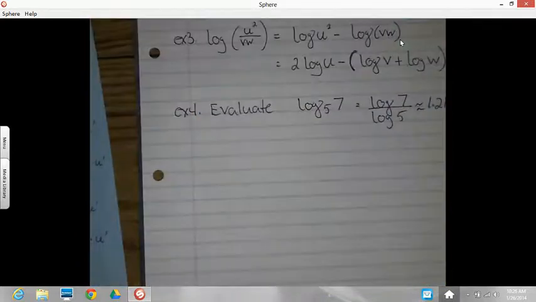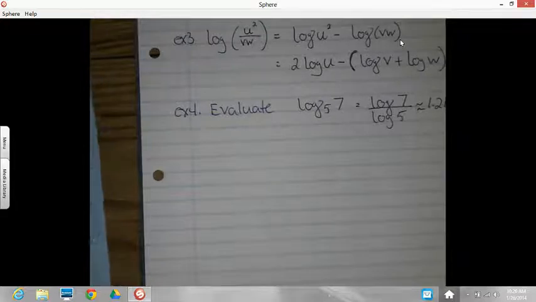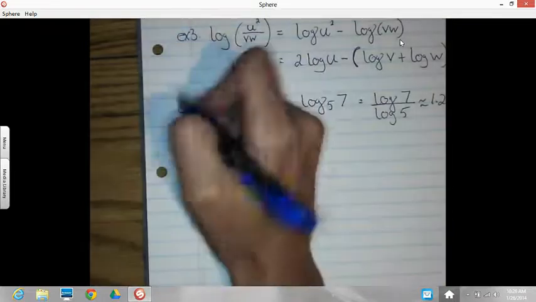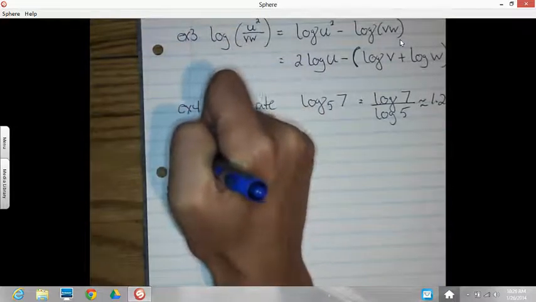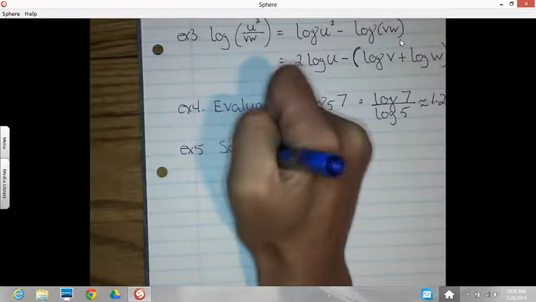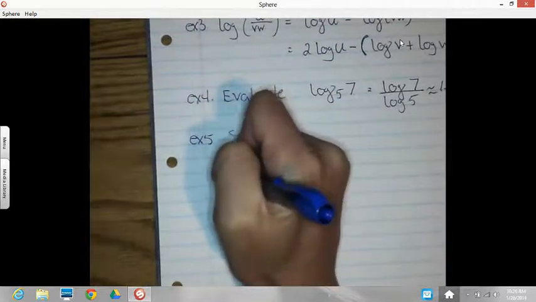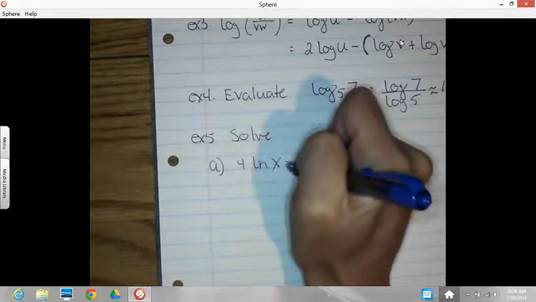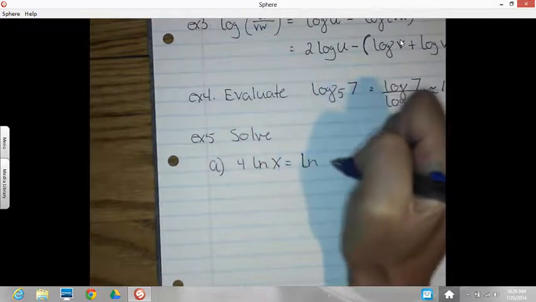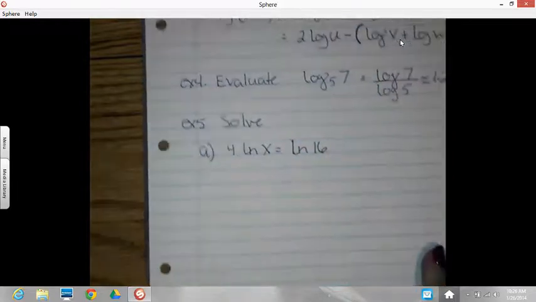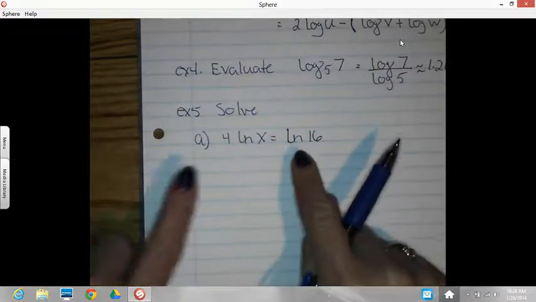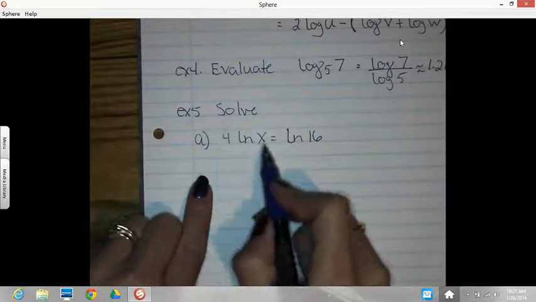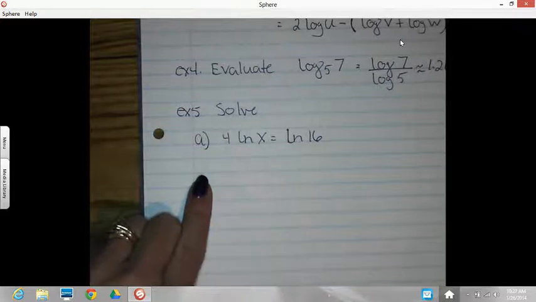Alright, and the last set of examples are going to be solving log equations. Okay, first one. We've got 4 natural log of x equals natural log of 16. So what you want to do, because you've got a natural log on both sides, is get the natural log of something on each side. So you want to simplify this side here because it has that multiplier. So what I'm going to do is bring that 4 up as the exponent.